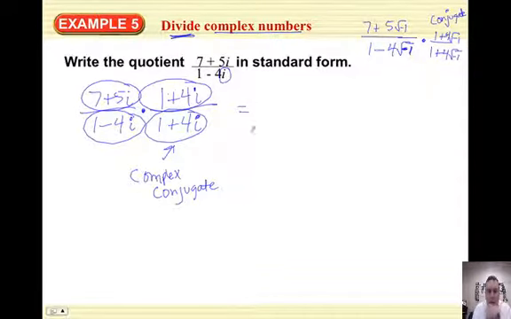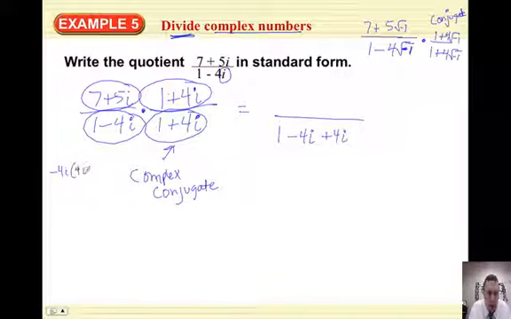Let's do the bottom first. I like that. 1 times 1 is 1. Minus 4i times 1 is minus 4i. Minus 4i, 1 times positive 4i, so positive 4i. And lastly, negative 4i times a positive 4i. This is where people miss points. Negative 4i, positive 4i. Well, negative 4 times positive 4 makes negative 16. i times i makes i squared.